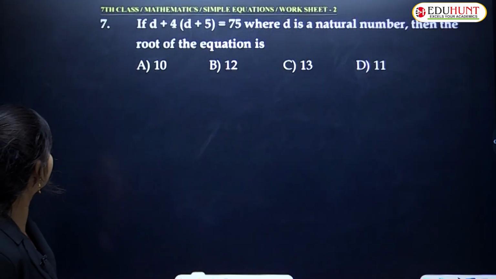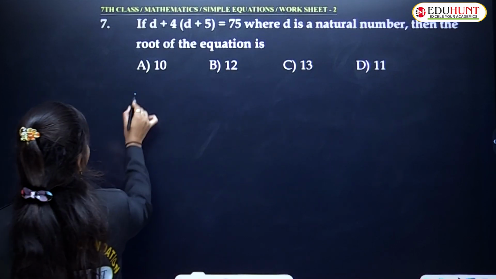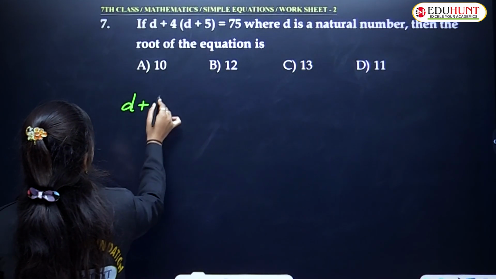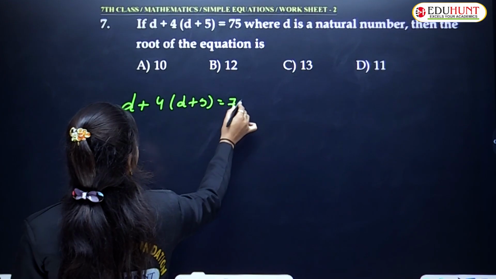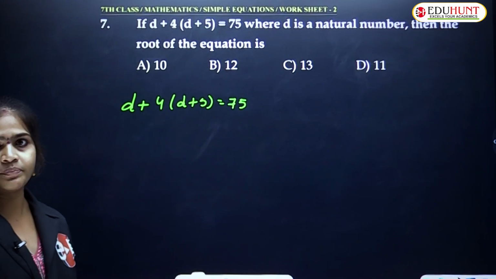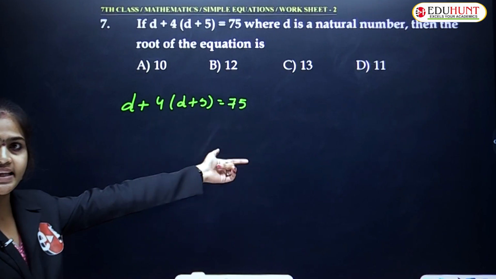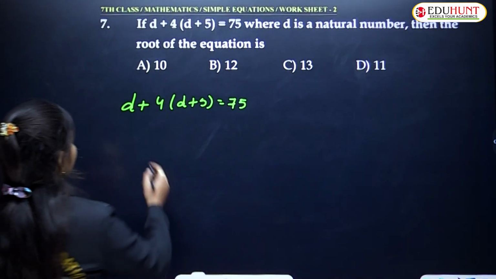Yes. Seventh one. What is that? d plus 4 into d plus 5, which is equal to 75, where d is a natural number, then the root of the equation. Here they didn't inform the trial and error method, no? So we can use the transposing method here. Okay? See that.